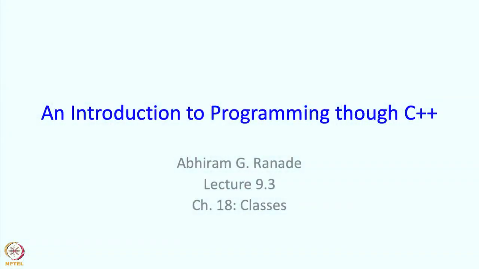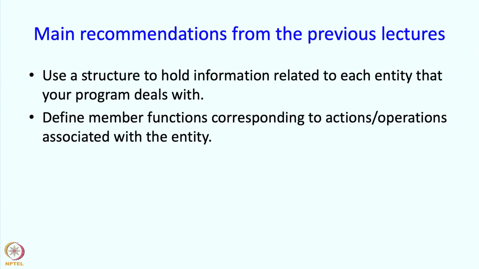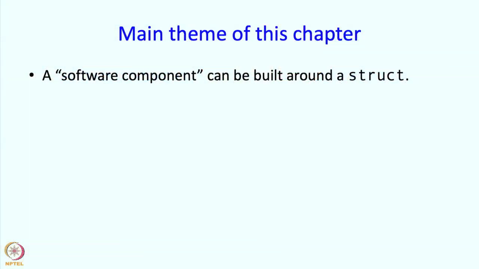I'm Abhiram Ranade and today's lecture is on classes, and the reading material for this is chapter 18 of the textbook. So here are the main recommendations from the previous lectures. First, use a struct to hold information related to each entity that your program deals with. Then define member functions corresponding to actions or operations associated with the entity. The main theme of this chapter is to take this idea further in the following sense. The goal is to build something like a software component around a struct.